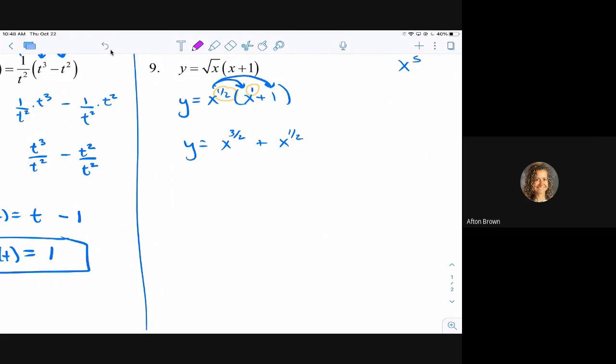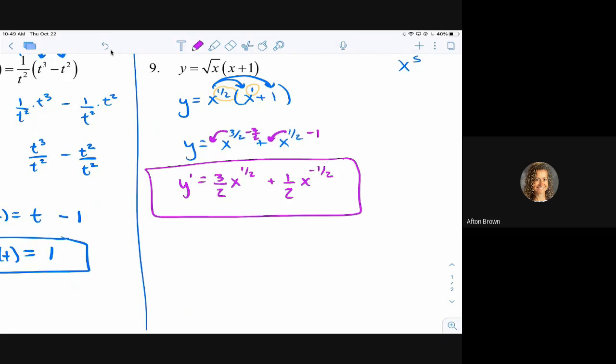Okay, now we're ready to take the derivative. The power comes down. Oh, we get to practice fractions again, and we minus 1. What is 3/2 minus 1? 1/2. Because the 1 you can write as 2/2, so we get back to a half. This 1/2 comes down, and we minus 1. What's a half minus 1? Negative 1/2. I'd be totally fine if you leave your answer like this.